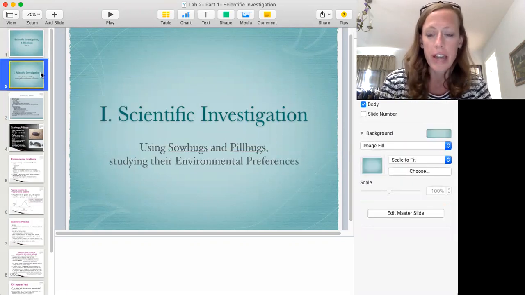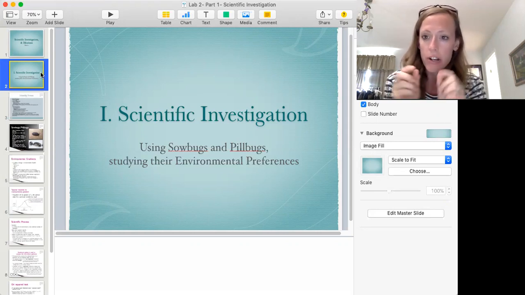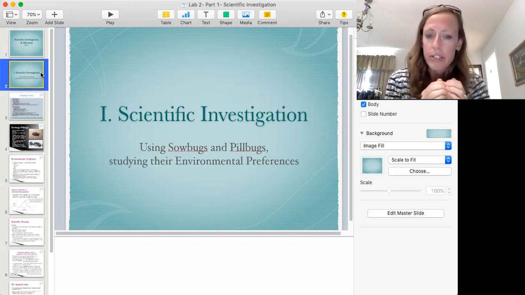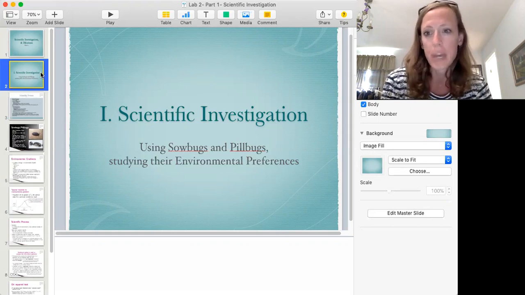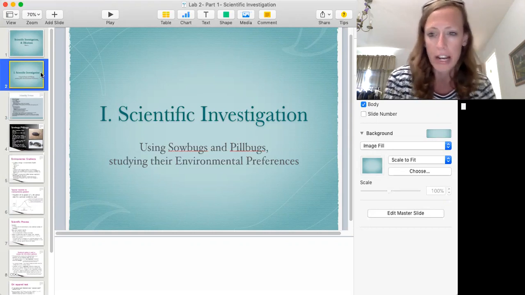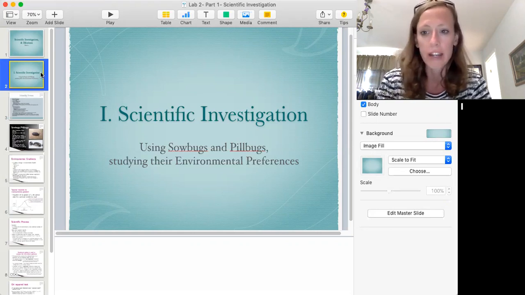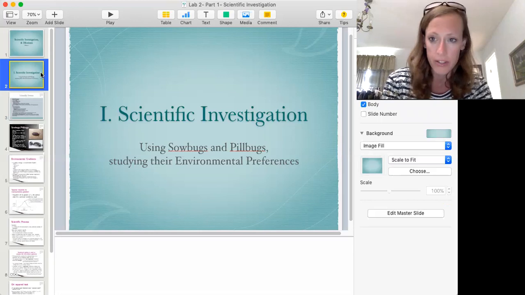And we are going to look at that in lab this week using Sowbugs and Pillbugs. So you're probably familiar with Pillbugs. These little critters can be found outside in the garden, in the backyard, and they curl into a little C-shaped pill, or even almost like a ball, when they are nervous or hiding or just trying to shelter themselves. Sowbugs are closely related, and we're going to look at the environmental preferences of these little critters in lab today.